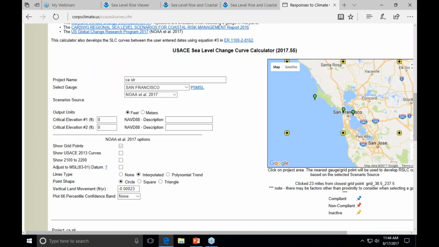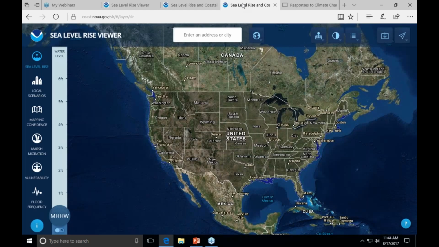It's the same information, the same honking spreadsheet that we put into our viewer too. So these will match. And we actually work with the Corps of Engineers calculator guys because they're on the Sea Level Rise Task Force with us. So we did this kind of at the same time. So you guys are familiar with our Sea Level Rise viewer?